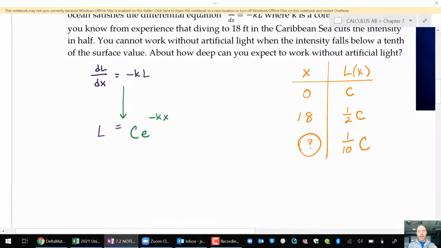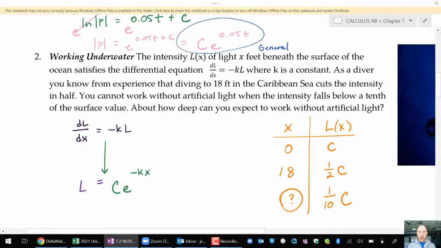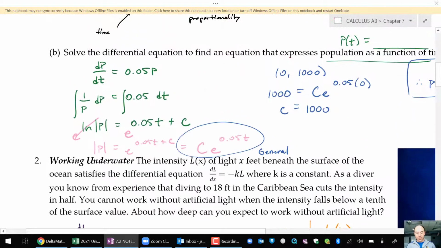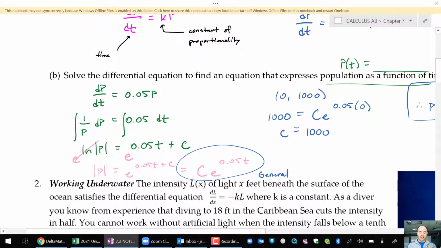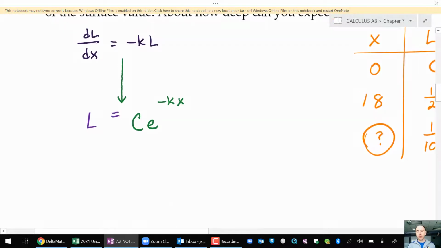If you solve any differential equation that has this constant of proportionality times the dependent variable, you can jump right to that general solution. It's simply going to be L equals C e to the negative k times x. And if you don't believe me, go back and check out example number 1 and look at the process that we did by separating, integrating, and then isolating that variable. We're always going to end up with this form for the general solution. So I'm going to jump right to that step and now use the given conditions to solve for the particular solution here.